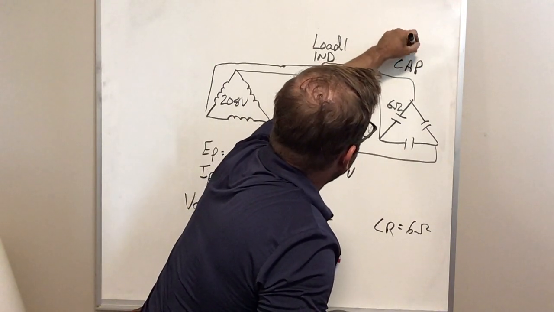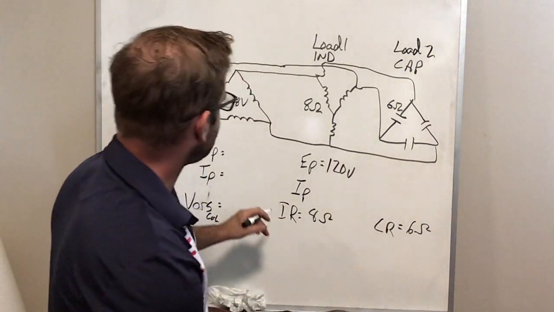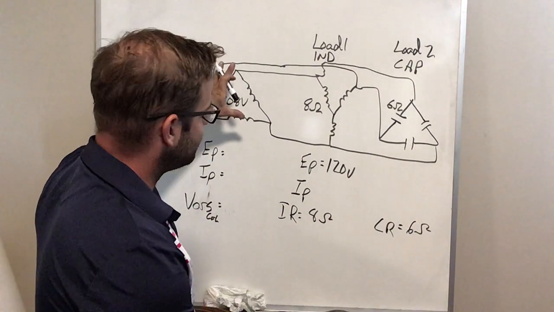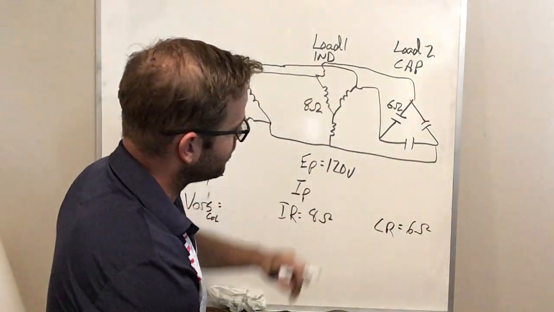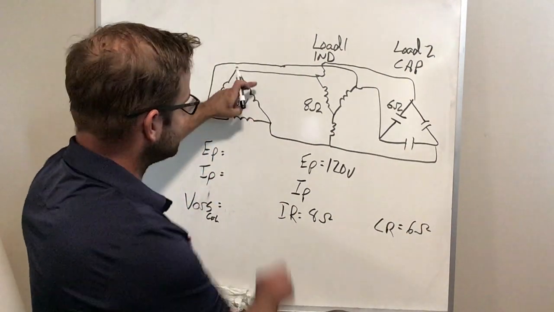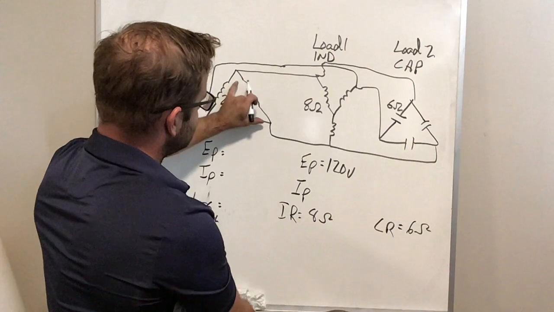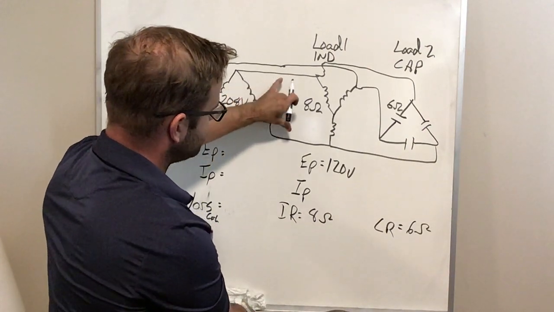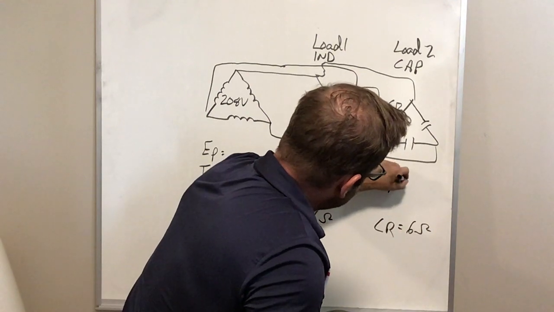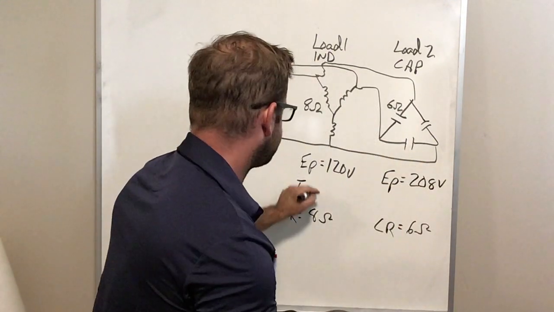Load number 2, which is capacitive. It's also in delta, so we know that anytime we have supply in delta, the load in delta is going to have the same voltage, and it's also going to be the same as what our line voltage is, which is 208 volts, because there's only one coil that produces that voltage. So E phase is 208 volts.